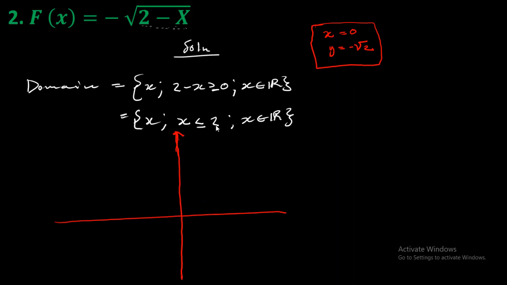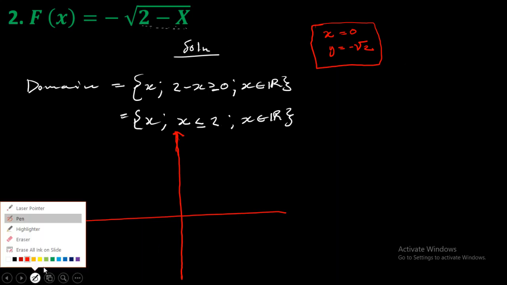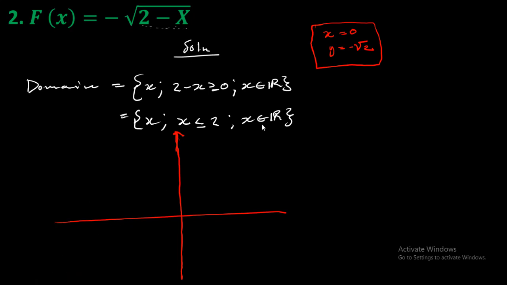The other point you need to look at is 2. So if you check for 2, when x is equal to 2, you need to find that y will simply be equal to what?